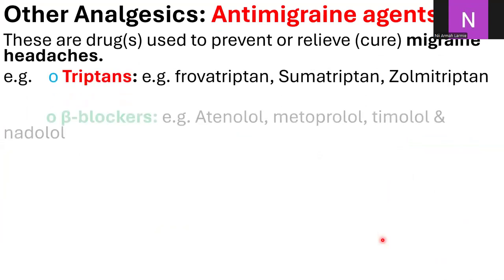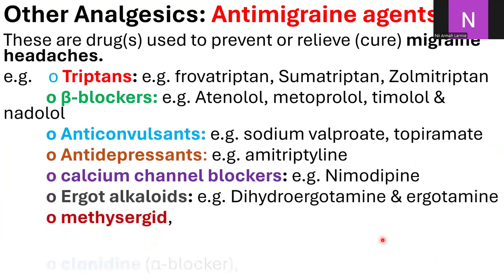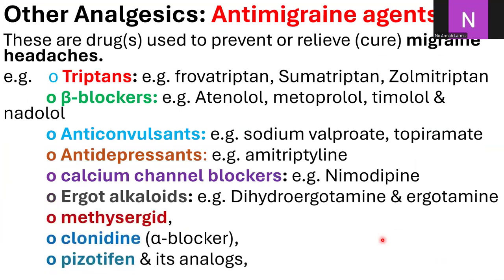There are other agents that we could use for some specific pains, like if we consider migraine headaches. Here are a group of drugs that we can use to help with migraine headaches. So the triptans, fluvotriptan, sumatriptan have been used to help with migraine headaches. Beta blockers can also help one way or the other with the symptoms of migraine headaches. Anticoagulants have been used to help.